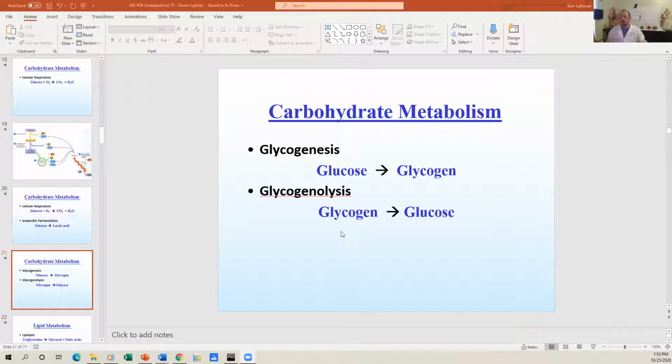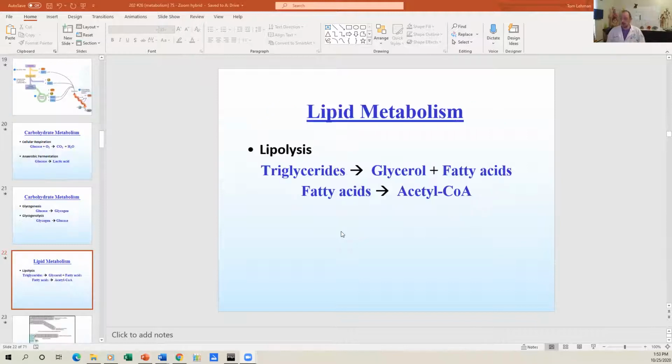Now, if you are low on carbohydrates, let's say you're on a low-carb diet, and your liver has depleted itself of glycogen, and your body needs more fuel. You're going to switch over to lipid metabolism, and you're going to utilize triglycerides that have been stored in your adipose tissue. Breaking down the triglycerides to generate energy is a process called lipolysis. Lipolysis means to cut lipid.